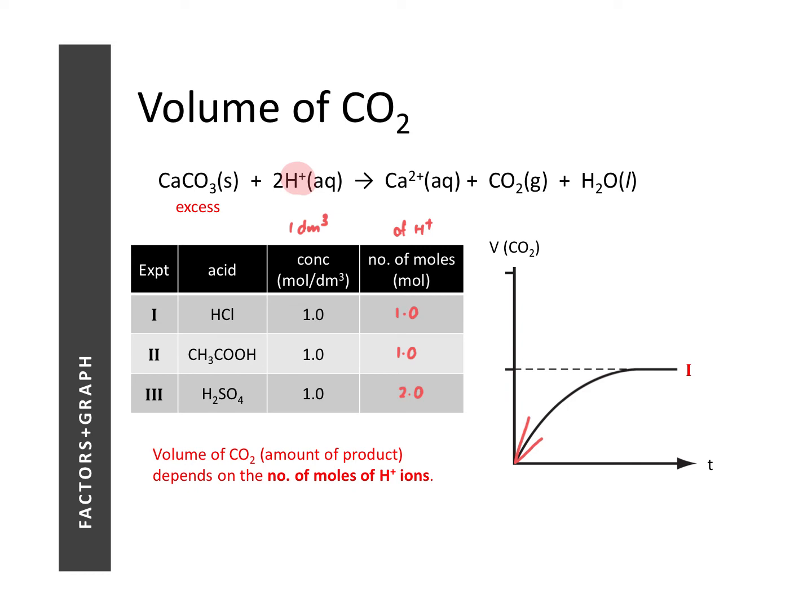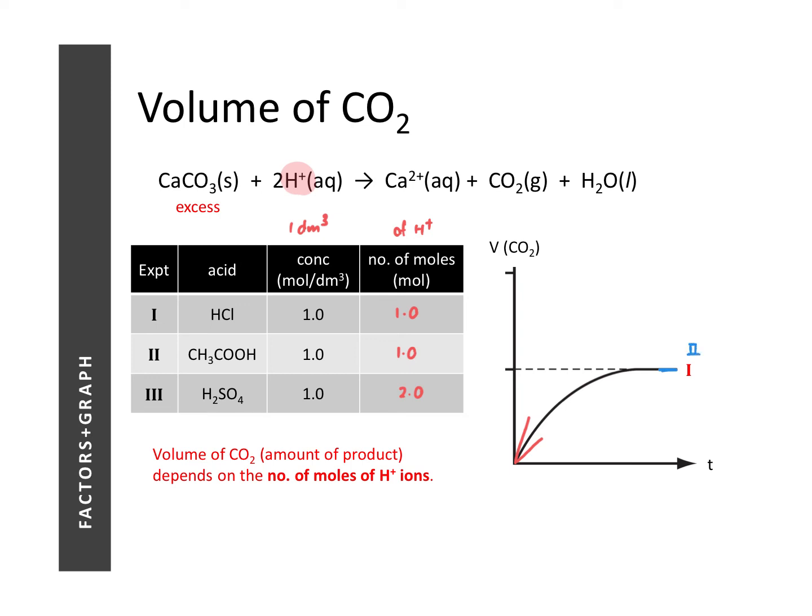Now in this example where you have excess of your carbonate, that means your acid is the limiting agent. The volume of gas produced will then depend on the number of moles of acid or the number of moles of your hydrogen ions. In this case, for experiment 2, we can see that the number of moles of hydrogen ions are the same in both experiments. So what does that mean? It means that the volume of CO2 obtained will be the same as well. So for experiment 2, the final volume of CO2 will be the same.